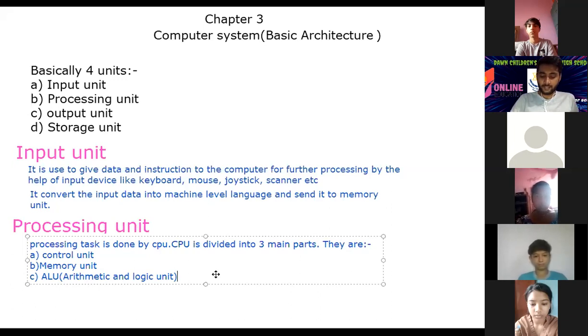It directs the accepted data from the input device to the memory unit of the CPU.